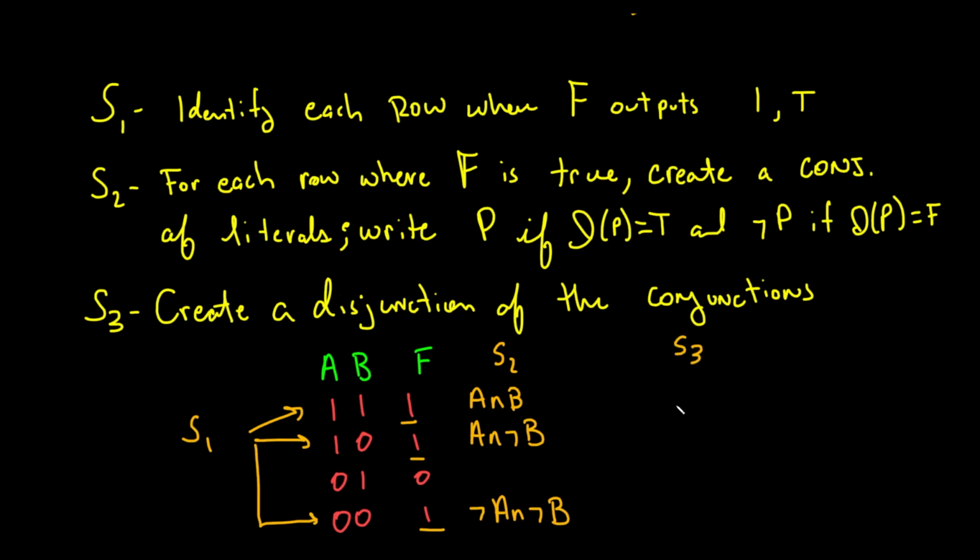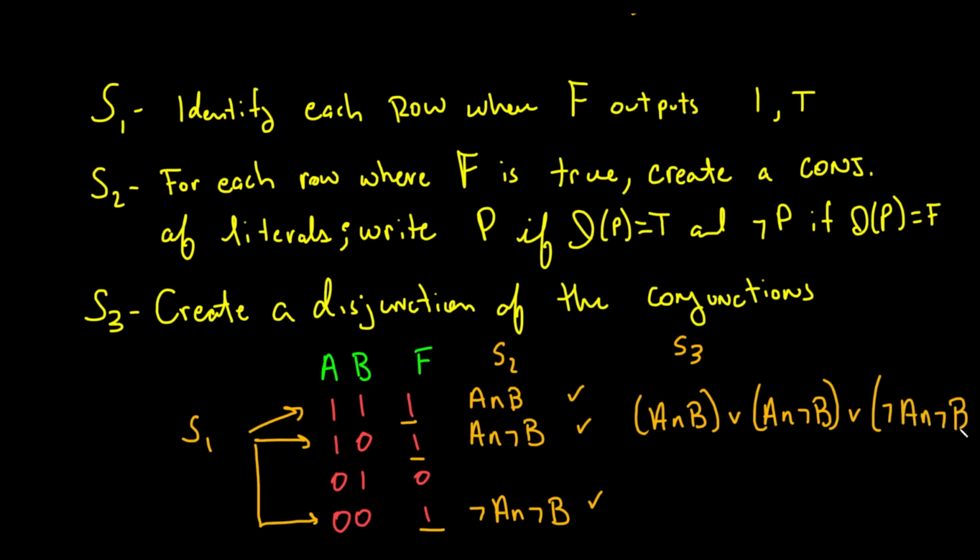And then step 3 is to create a disjunction out of each one of these conjunctions. So we would write A and B, which is our conjunction from row 1, or A and not B, which is our conjunction from row 2, or, the last conjunction, not A and not B, and we would be done. We would have a formula in disjunctive normal form, which is true just when the function outputs a value of true.